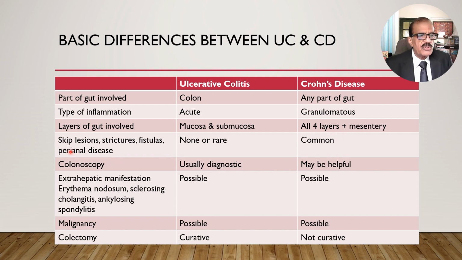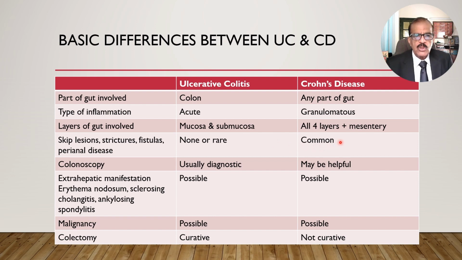And then there is something called skip lesion or stricture formation, fistula formation, and perianal disease. None of these things are present in ulcerative colitis. Maybe occasionally strictures may be formed, but none of the other things like skip lesion. Skip lesion means that one part of gut is affected, then we have normal gut, and then again another patch which is affected. In ulcerative colitis, the disease is contiguous, starting from the rectum going up to any level. But in Crohn's disease, there could be a patch of involvement in one part, and then there is a normal colon, and then another lesion like that. So you could have skip lesion.